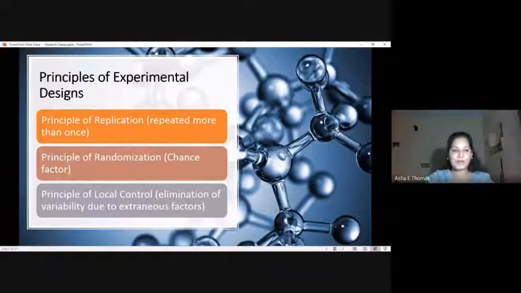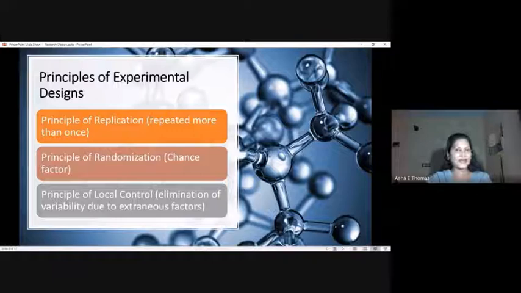Now the third principle, the principle of local control, is something we do to minimize the variability due to extraneous factors. Experimental designs originated from agricultural research; they had their basic origin in research conducted in agricultural science. A very good example of the principle of local control is this: I'm trying to understand the yield of a particular seed by planting it in different parts of my field.